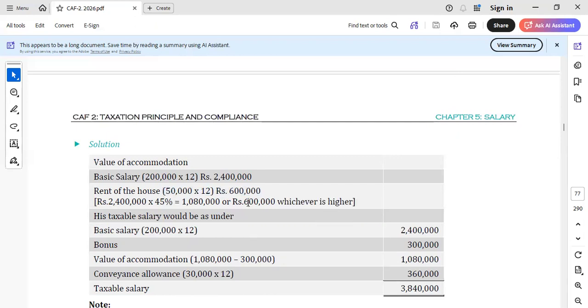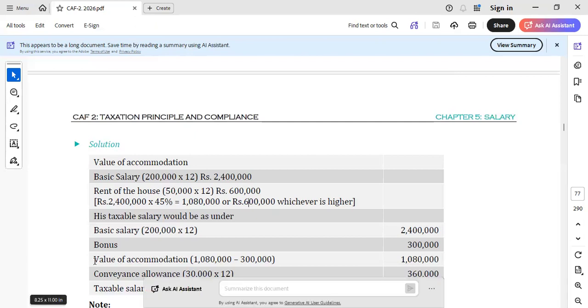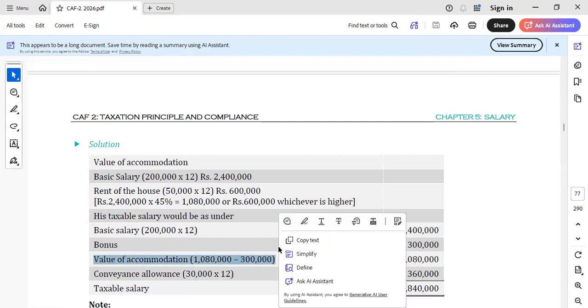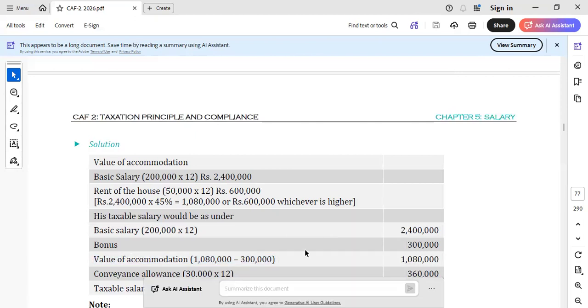On one side it is 6 lakh and on the other side 10 lakh 80,000. For taxation purposes we will take the amount whichever is higher, either 45% of the basic salary or the rent of the house. Whichever is higher, we will include that in income from salary for taxation purposes. So you can see the value of accommodation here is 10 lakh 80,000.